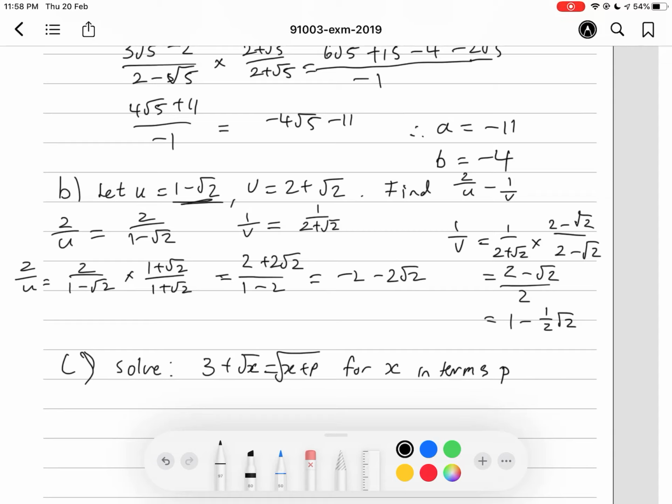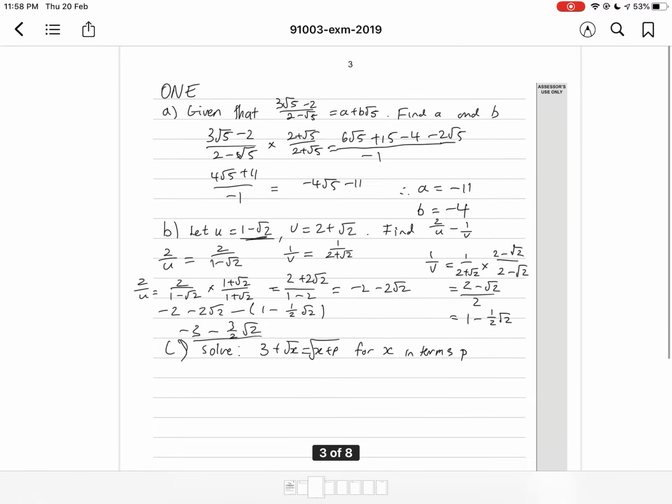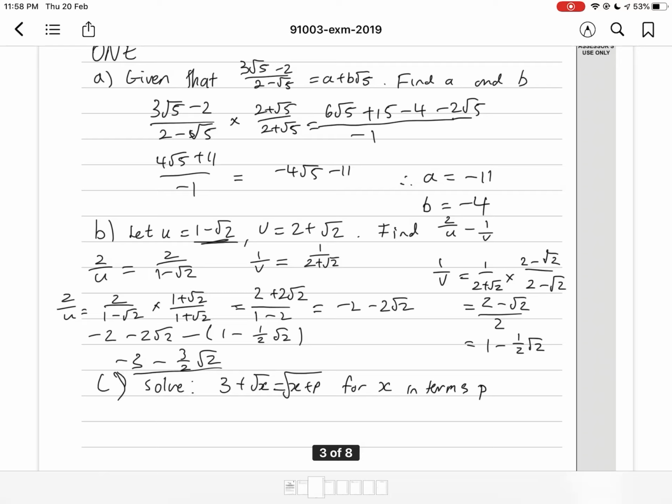So now we can subtract these. We have negative 2 minus 2 root 2 minus the quantity 1 minus half of root 2. So negative 2 minus 1 is negative 3. And negative 2 root 2 plus half of root 2 would be equal to negative 3 over 2 root 2. That would be your final answer for this question: negative 3 minus 3 over 2 root 2.